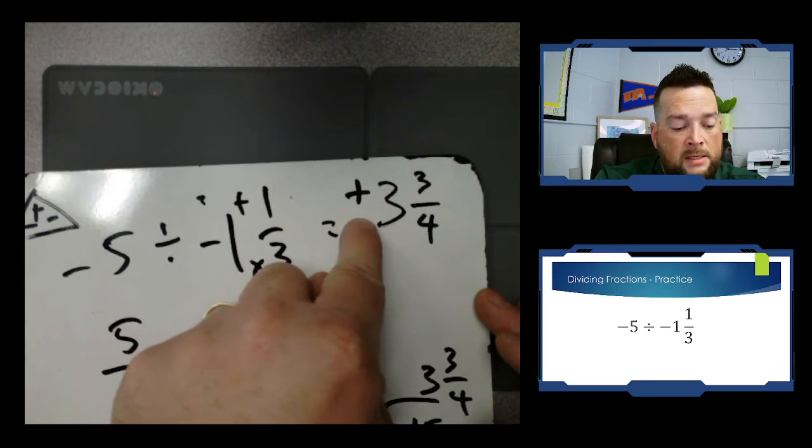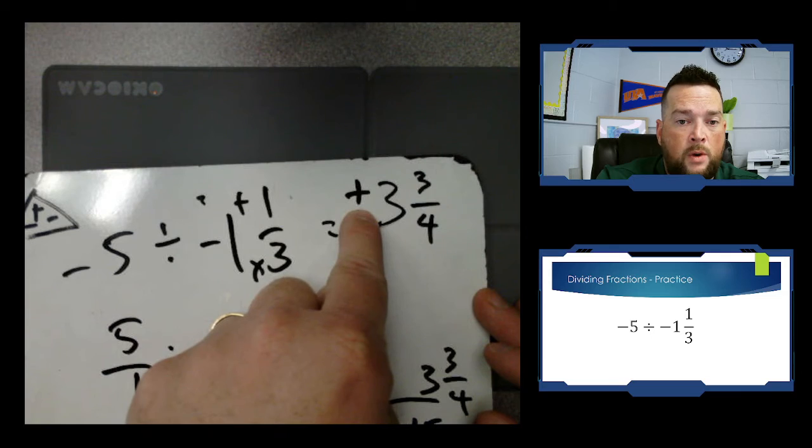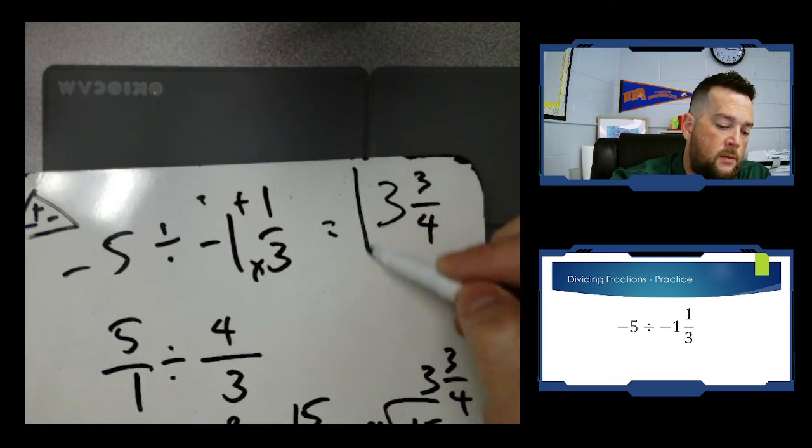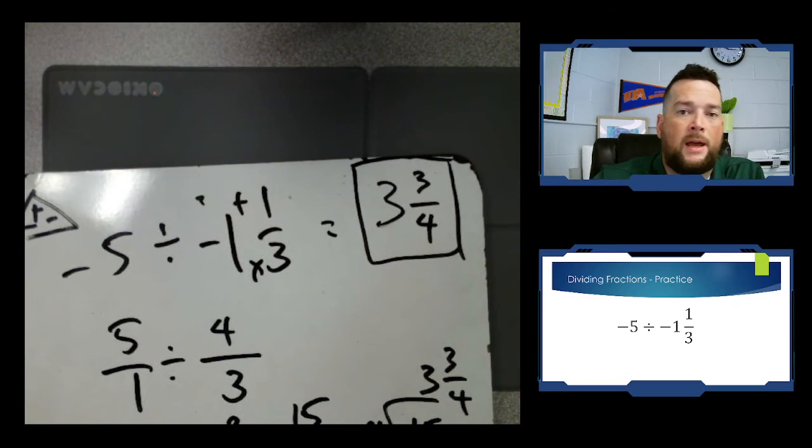I'm reminding myself that I already addressed the negative divided by negative situation. It's going to be positive. So I can go ahead and erase that now because I just want to leave it positive. And that is my final answer.